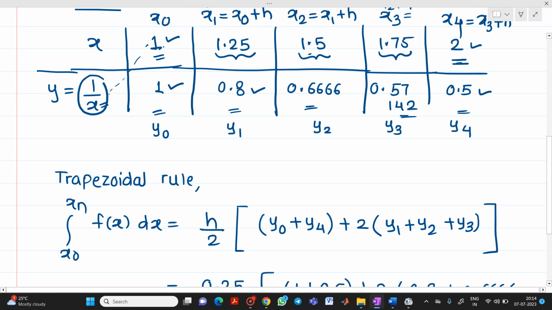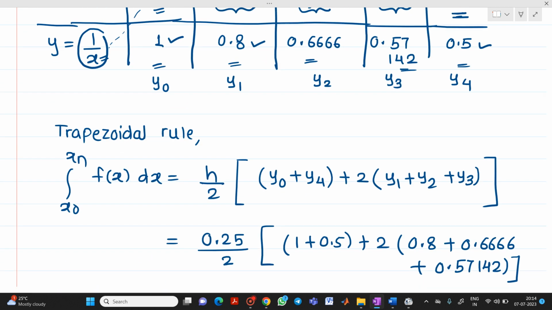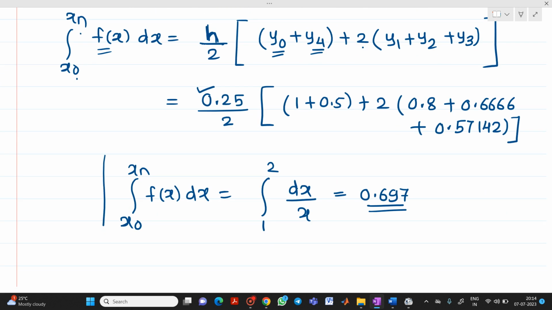Now what is the formula of the trapezoidal rule? It is the integral from x0 to xn of f of x dx, which will be equal to h divided by 2, times the first value y0 plus the last value, here the last value is y4, which is 0.5, plus 2 into y1 plus y2 plus y3. So if you substitute, h is 0.25, you know the value of y0, the value of y4, and you know y1, y2 and y3.